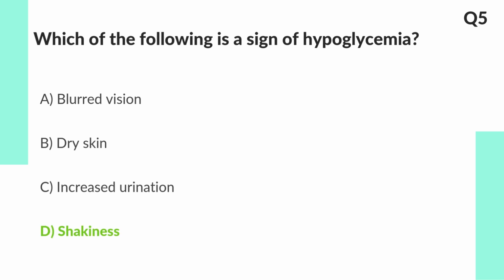The answer is shakiness. So you can relate to any of your family members having a low sugar attack or hypoglycemic attack. You can also think about any of the scenarios when you were working and your patient had the attack.